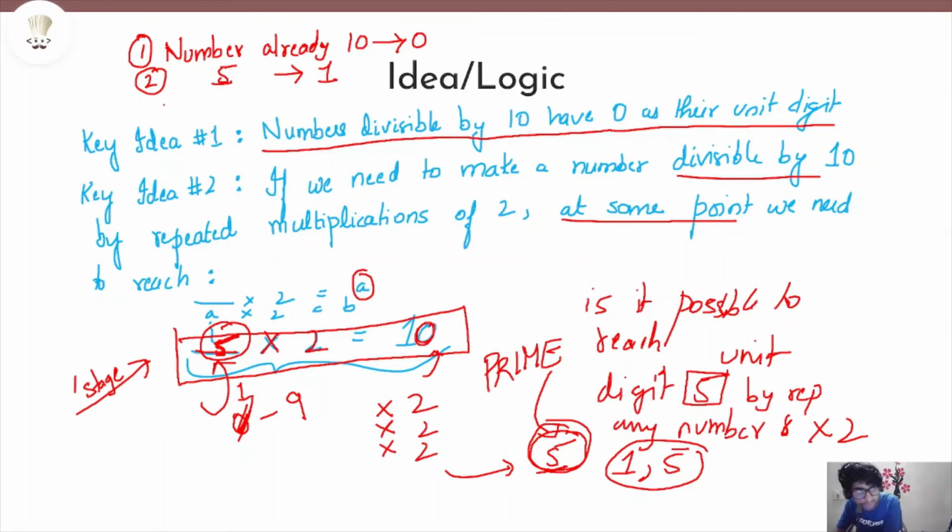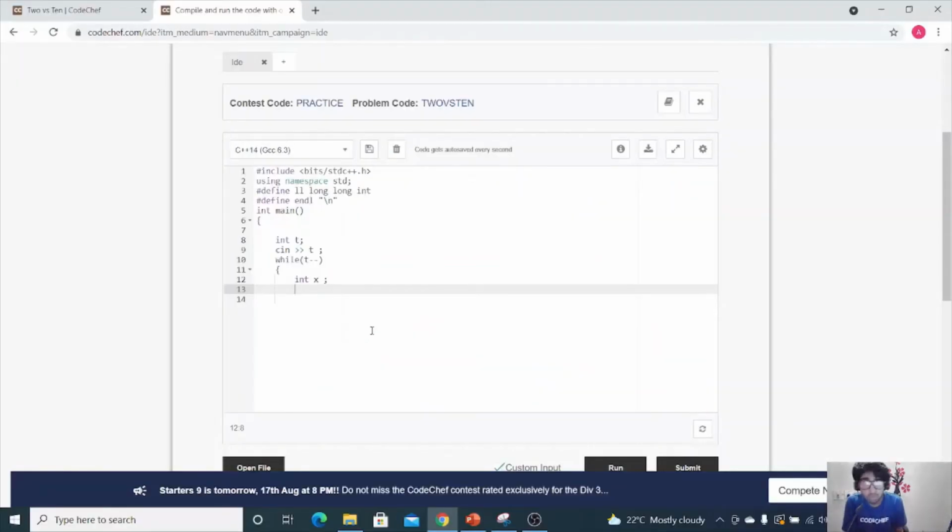The third case: no matter what our units digit is, as long as it is not 0 and as long as it is not 5, it can be anything. It can be 1, 2, 3, 4, 6, anything else. In that case, we do not have a solution. So hope this part is clear. This was the main approach of the problem. Let's look at the code of the approach that we just discussed.